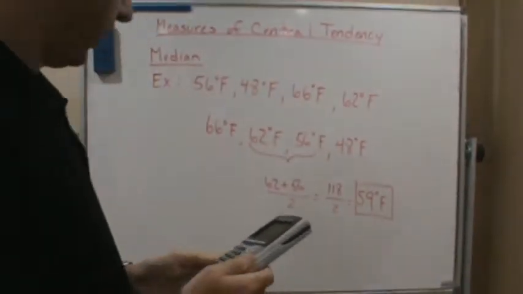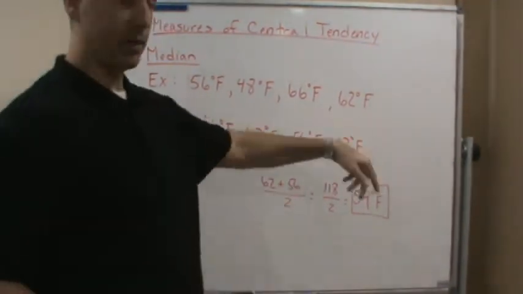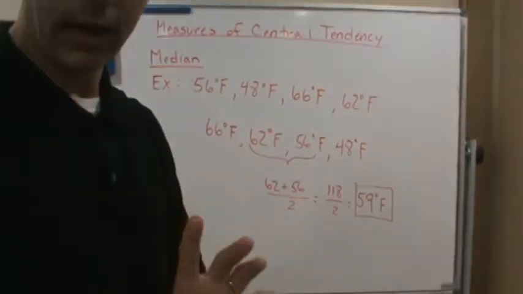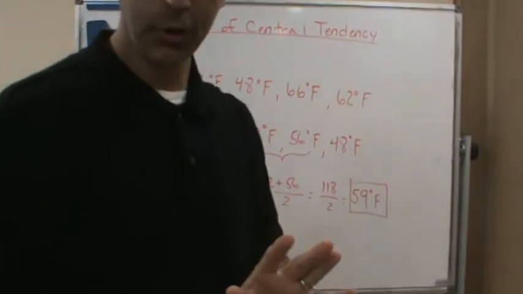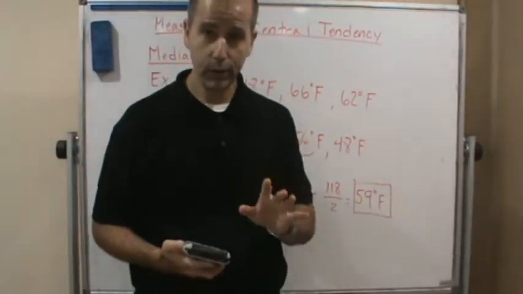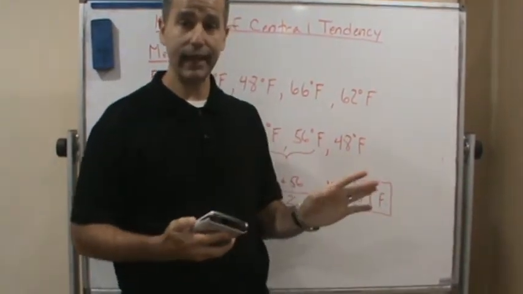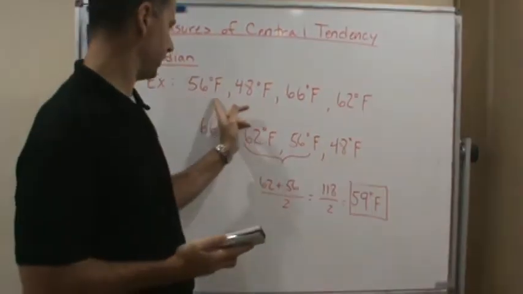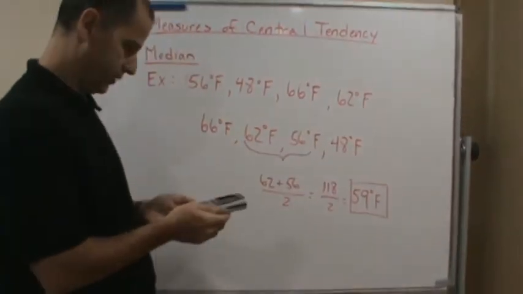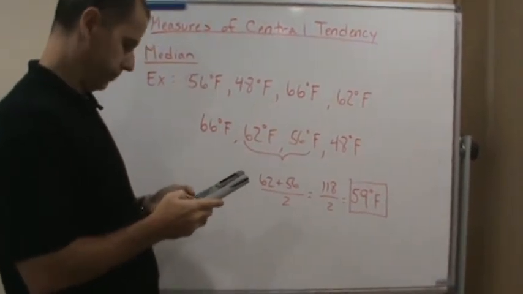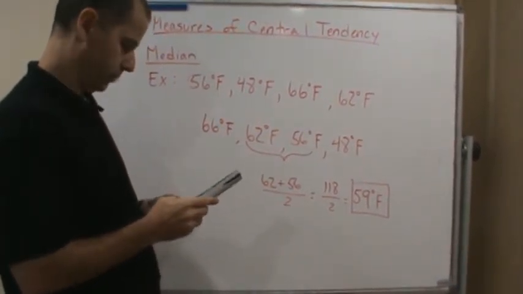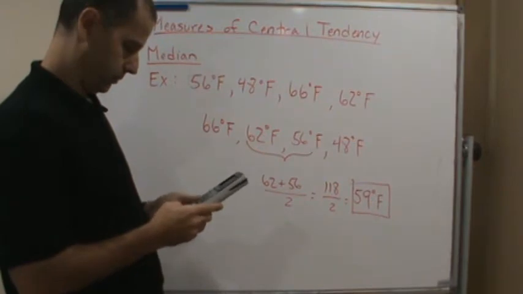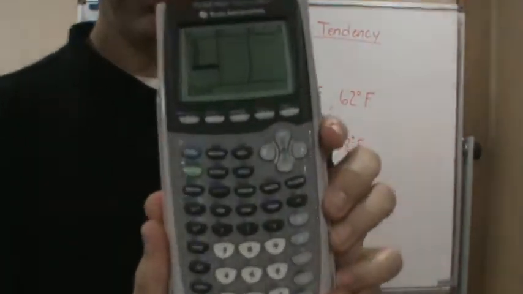Now I can enter in my new data set. So I'm going to enter in these numbers. When you put them in your calculator, now listen to me, you don't have to put it in any kind of order. Your calculator will handle it just fine. So I'm just going to put these numbers in like so. Okay, so now there's my numbers.